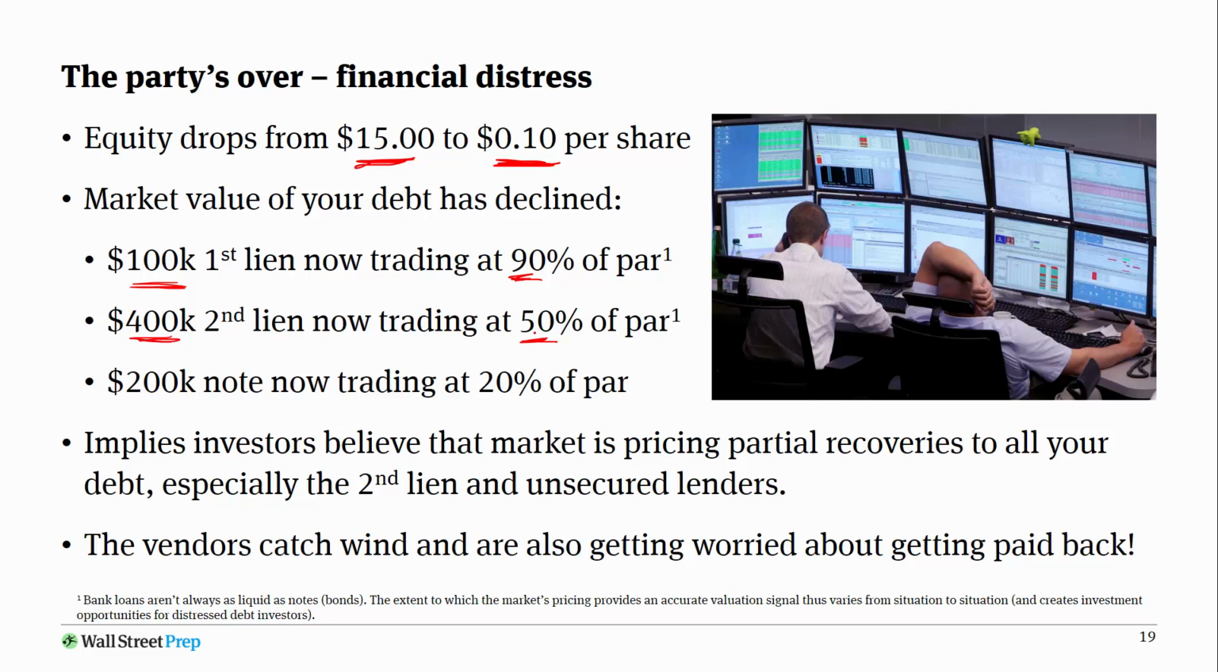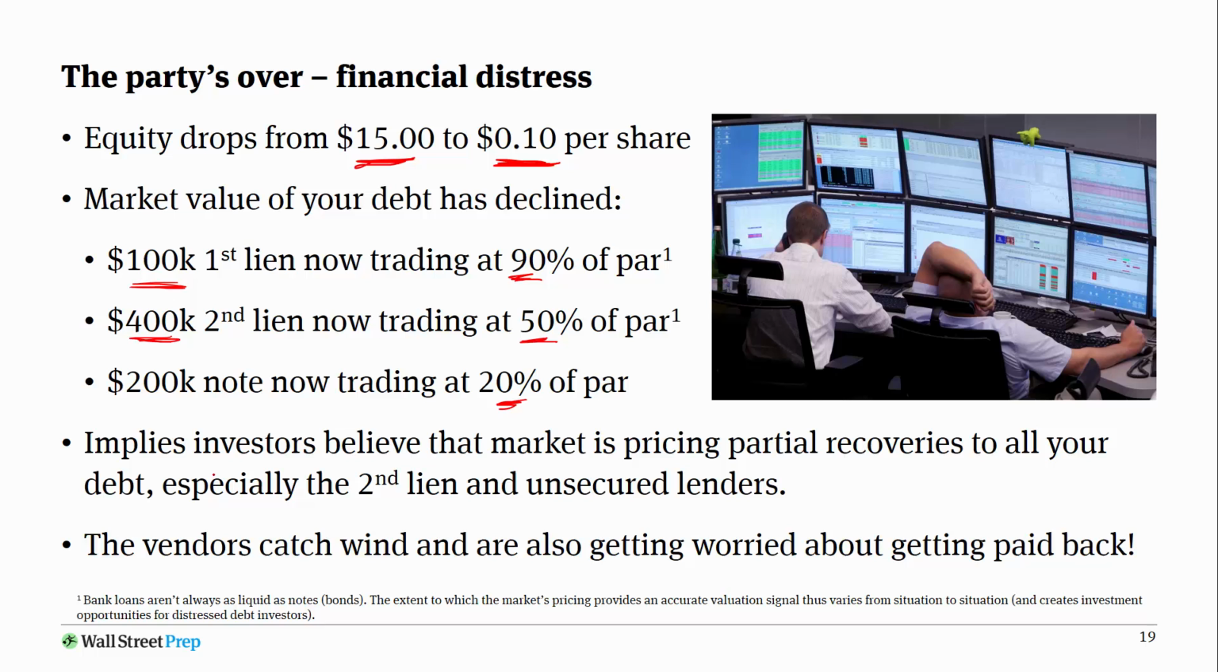So if you contributed $400,000 to this company, and you went to sell that loan to someone else, they'd only pay you $200,000 for that loan right now. And the unsecured is doing even worse, as you'd expect. Unsecured is last in line in a liquidation, or I guess last in line before equity. This one's trading at 20 cents on the dollar. So this isn't just that this company has no equity, it's that people don't even believe they're going to get paid back their principal payments.